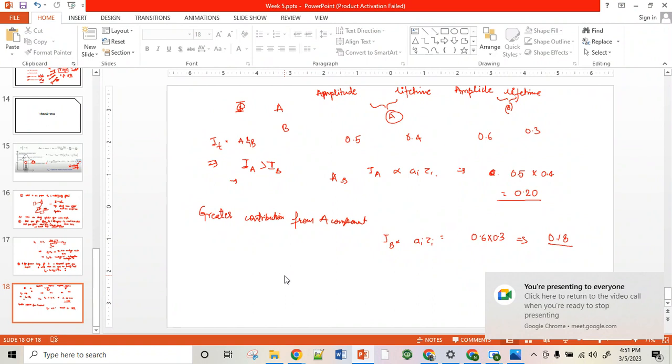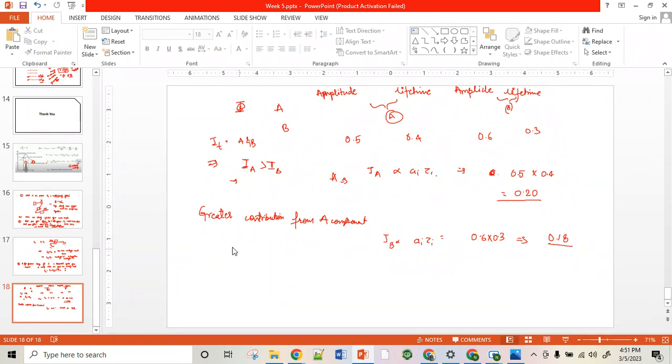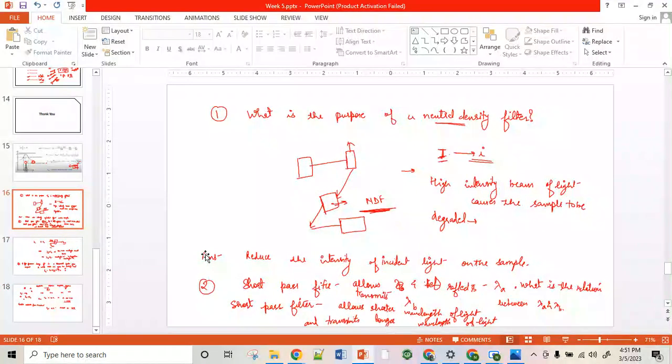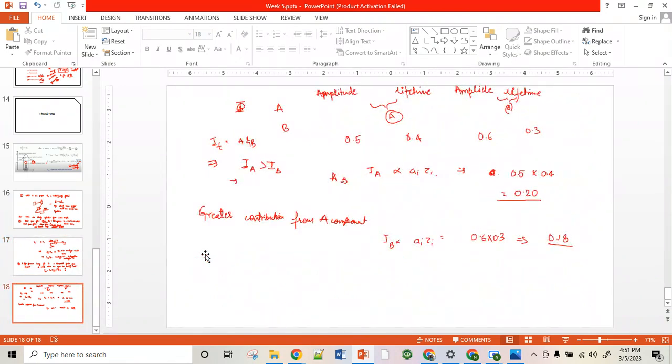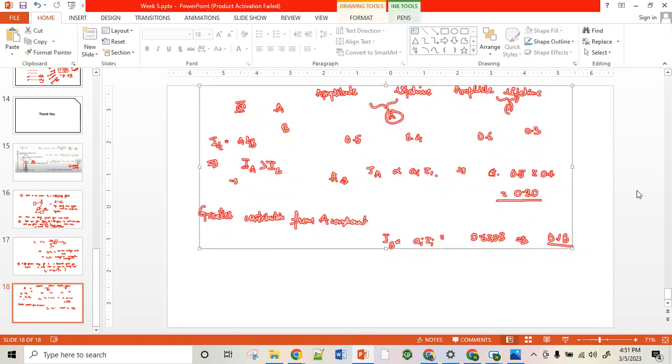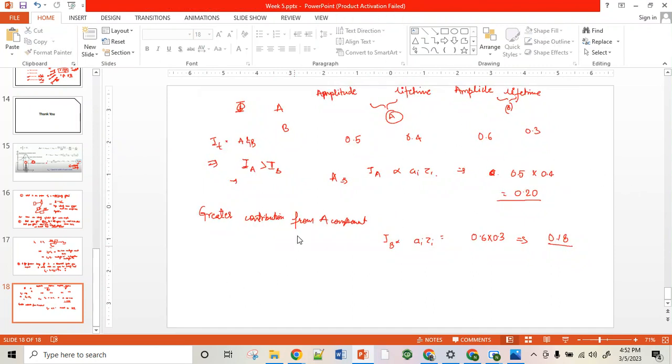So there will be a greater contribution from the A component, and therefore from the question we get our answer that A has a greater contribution than B. Now if I say that there are three components, each with a lifetime of 0.4, then only the amplitude will be varying.